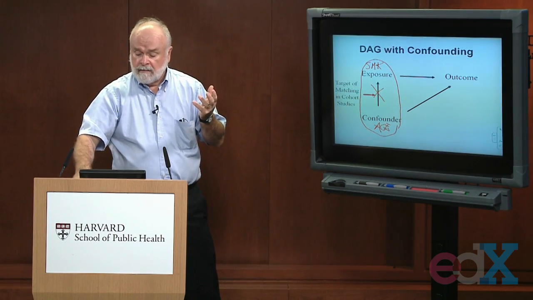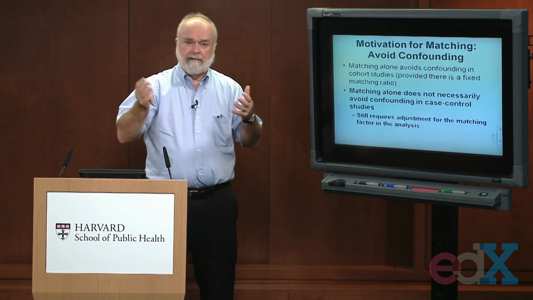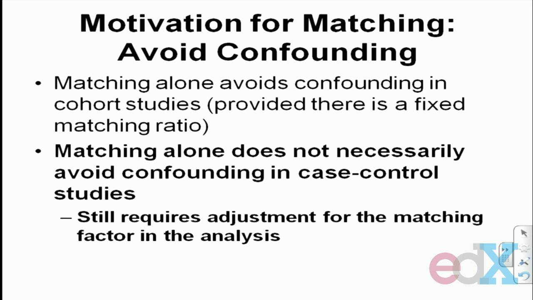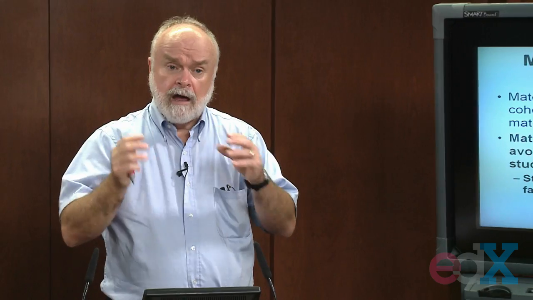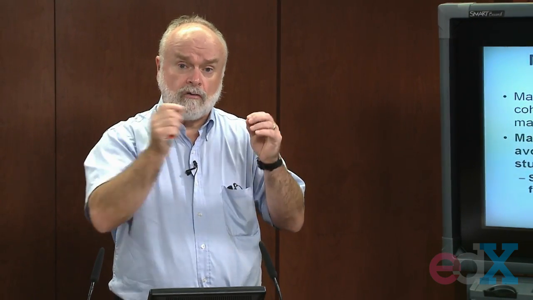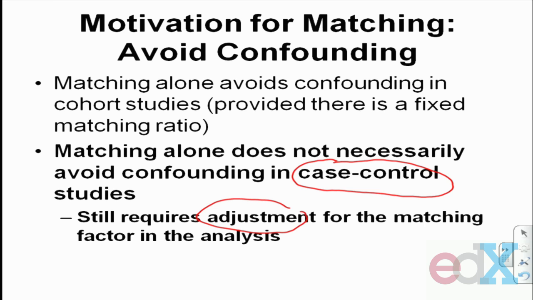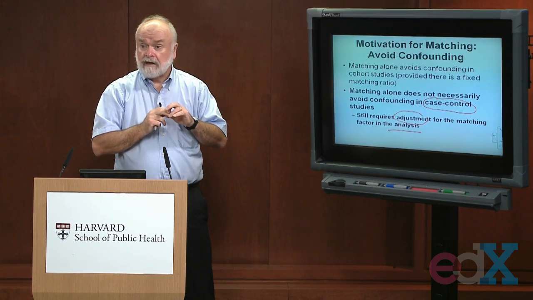That's the good news. Well, here's the somewhat, not terrible news, not bad news, but somewhat less good news. What about case control studies? Let's suppose I enroll a person who has heart disease as a case, ask his age, 68, I find a 68-year-old control, and I do that for all my cases, find one control for each case with the same age. Does that avoid confounding? And the answer is not quite. You still have to do an adjustment for the matching factor in the analysis, and I'll give you an example in the next lecture why that's so.